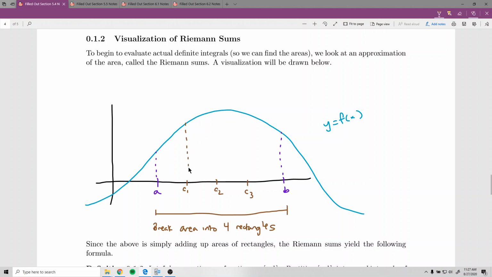I'm going to draw in dashed lines. And then what's going to happen in Riemann sums is you'll be given a number in each interval, meaning one number in between all of these, to plug in to represent the height of your function. The height of the rectangle, I mean.